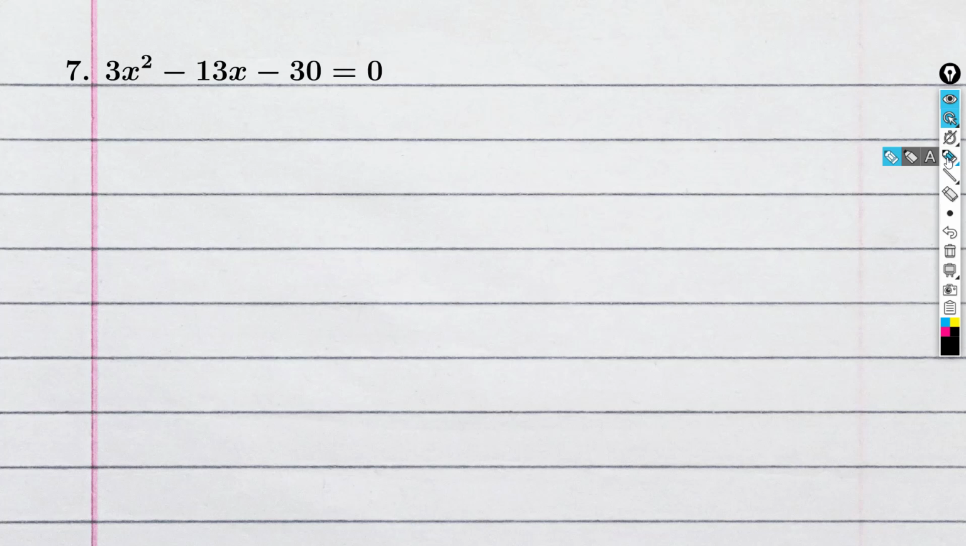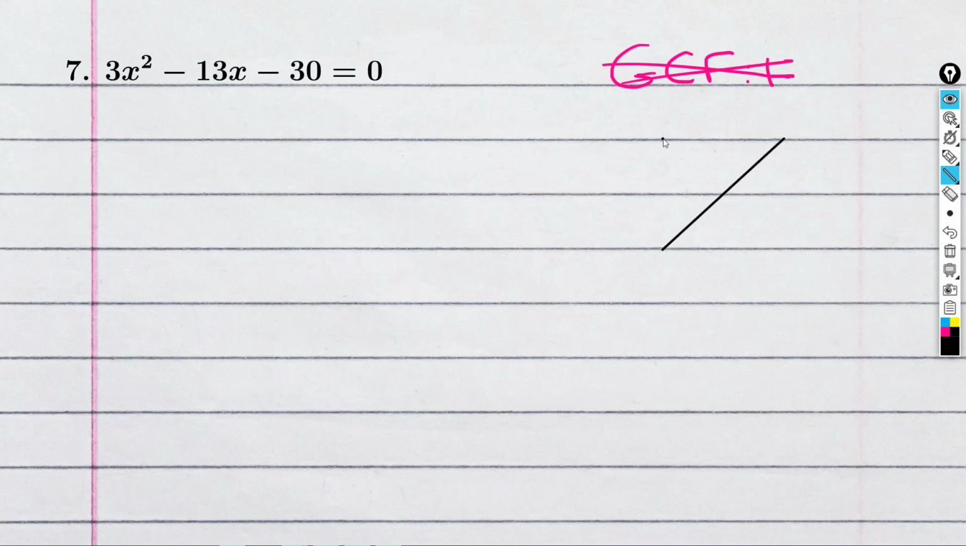So now let's look at the next one. Number 7. I first look for that GCF. And there is no number that can divide into all of those besides 1. So that really doesn't help us any. Again, I have those 3 terms. So that means I go to the x.